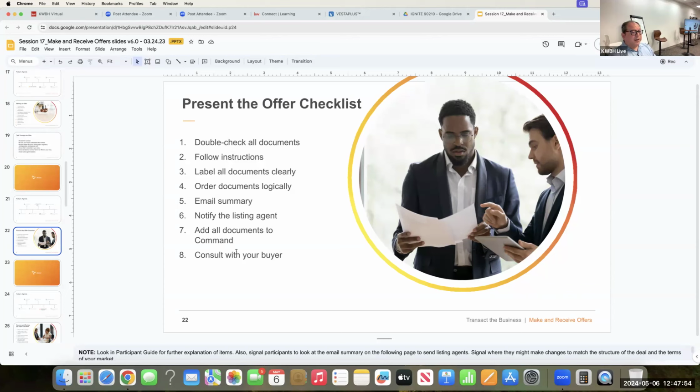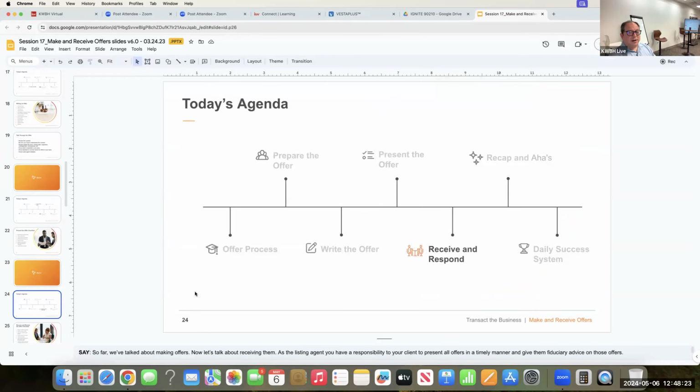Add all documents to Command. Consult with your buyer. This is really important just for communication. Just keep your client in communication. Let them know after every showing. When you're representing a seller, when I finish a showing, I call my seller and let them know how the showing went. After an open house, I call my seller and I tell them we had approximately this many people, this many neighbors, and so on. So just keep the communication going.